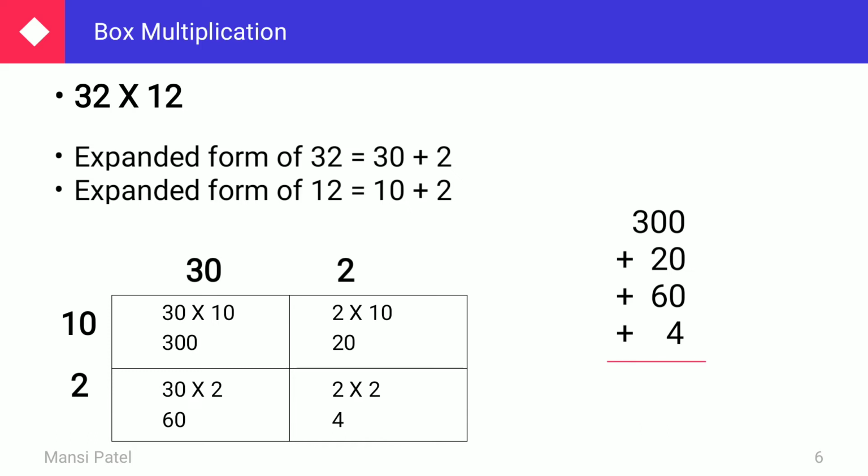The addition of all these is 384. So the answer of this number, that is 32 multiplied by 12, is 384. Let us see one another example.